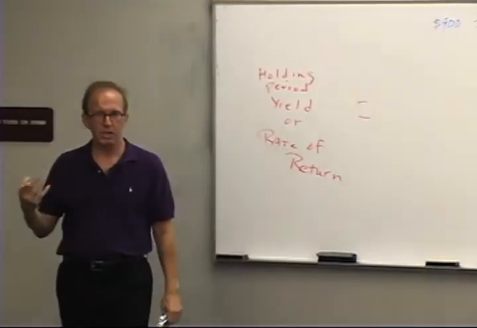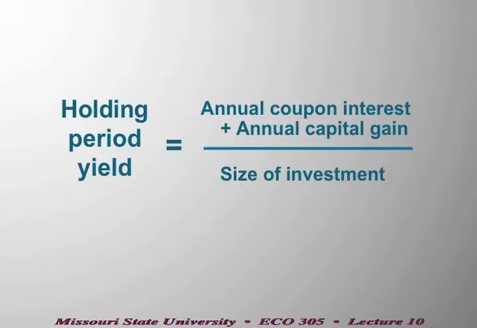And we've got the same general things in this formula. Here's our annual coupon interest plus annual capital gain. And divide by the amount invested.